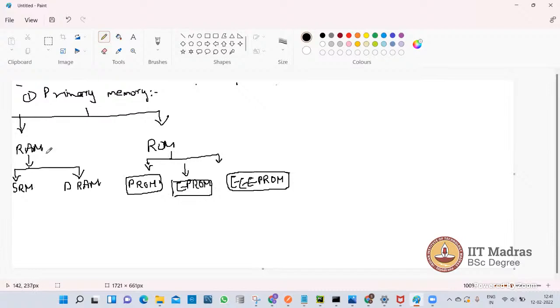If we talk about RAM, RAM is volatile memory. Volatile means as soon as you turn off your computer, the data inside the RAM will be erased, whereas ROM is non-volatile. This is one difference. RAM is a temporary memory. Within the RAM, we have two subdivisions called SRAM and DRAM.